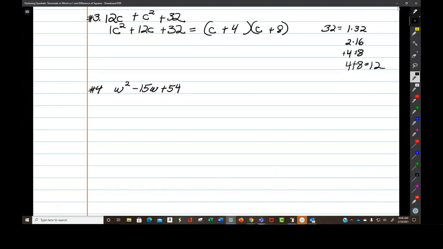My joy juice is gone. Well, it's all right. This is joy juice, because the leading coefficient is 1. That's all it takes to cheer me up.